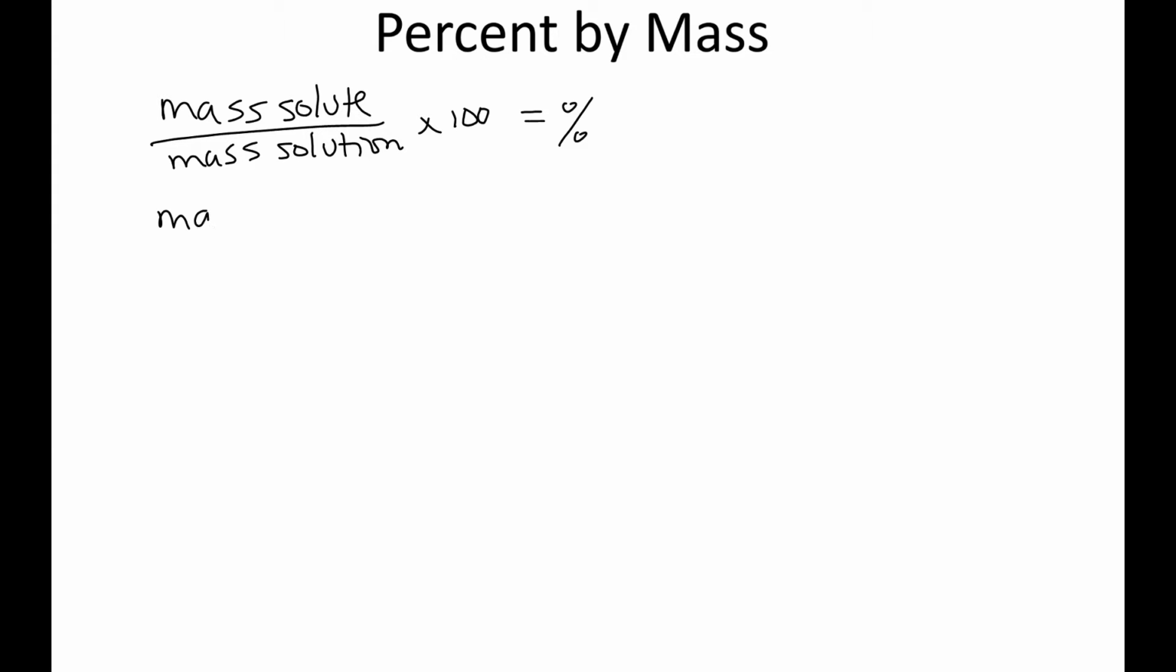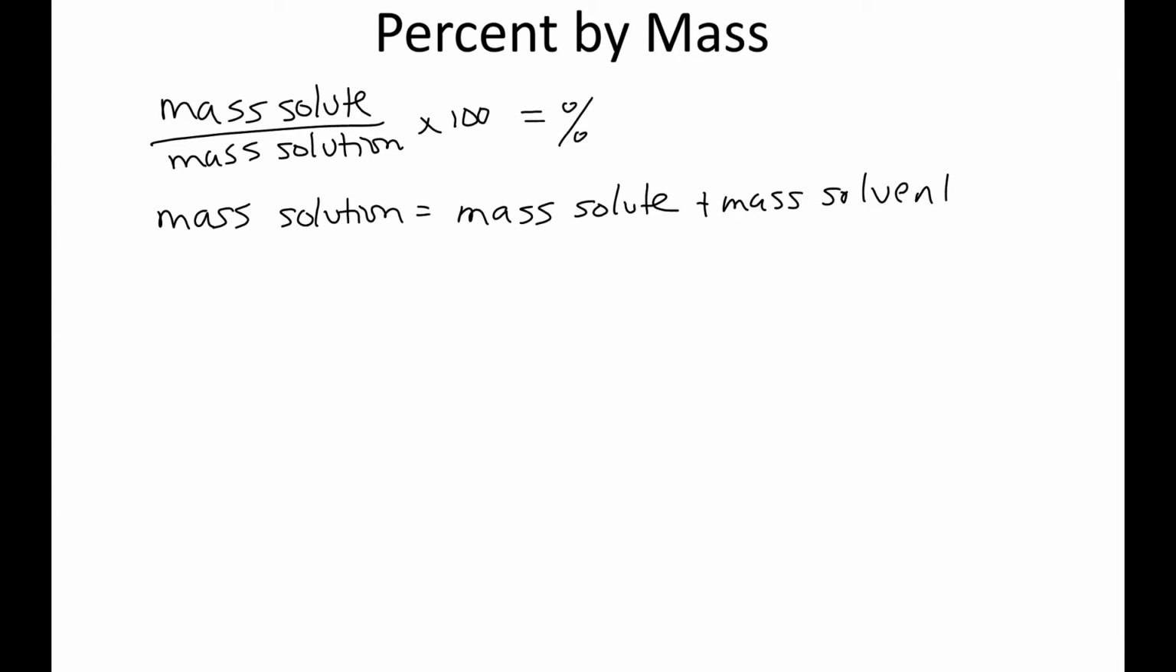So I'm going to write that down. Mass of solution is the mass of the solute plus the mass of the solvent. Okay? Now, sometimes you're asked to find the mass of the solute or the mass of the solution or the mass of the solvent. In order to do that, you've got to do a slightly different equation. You're going to have to do a proportion.